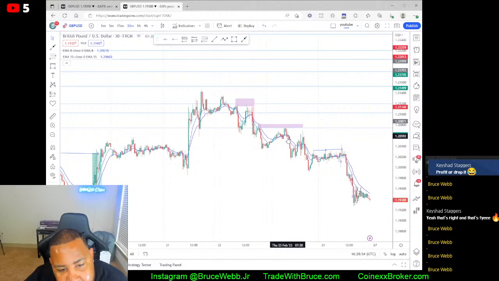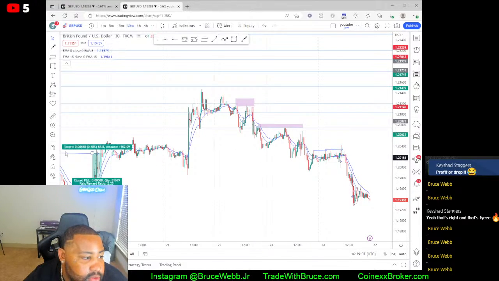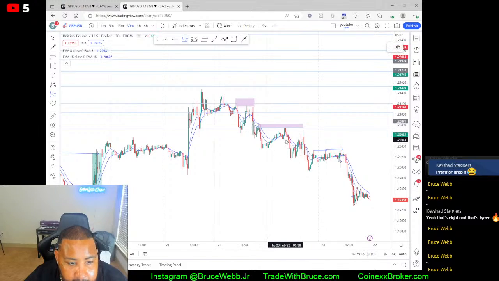So boom, you wait for the candle to close. You wait for structure to break. Boom, this one closes and breaks. You enter it. And then boom, stop loss here above this candle, target the low. Let's do it again. You know what I'm saying?